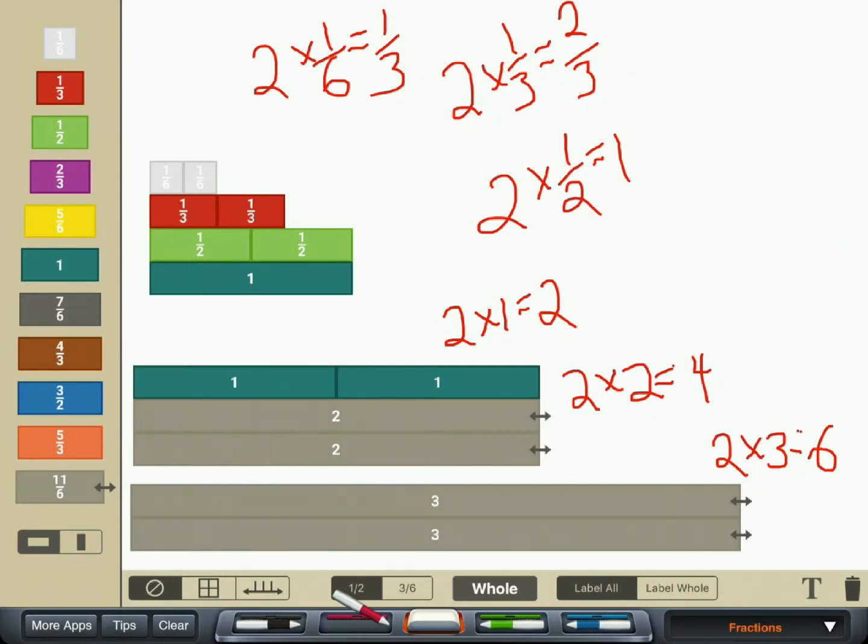That's going to be it for part 1 of this video. Please see part 2 as we go further into fraction multiplication.